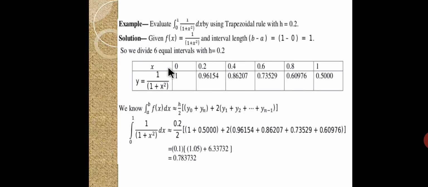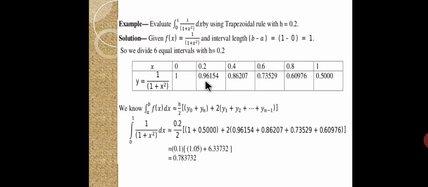So the x values are x0 equal to 0, x1 equal to 0.2, x2 equal to 0.4, x3 equal to 0.6, x4 equal to 0.8, and x5 equal to 1. We have to find the values of y corresponding to the x values. Here y is equal to 1 by 1 plus x square. So for x0, we get y0 is equal to 1.